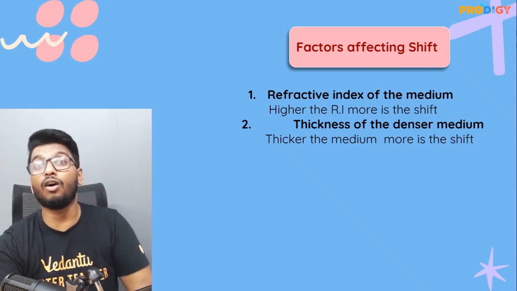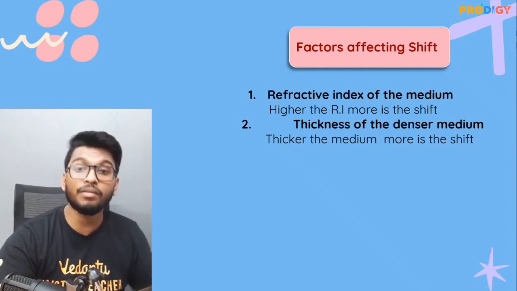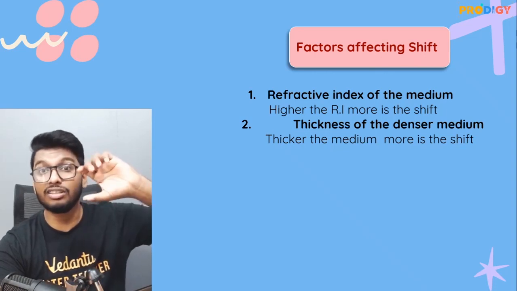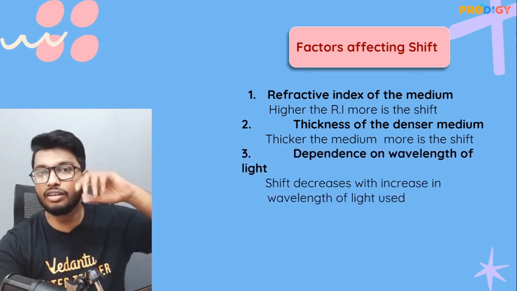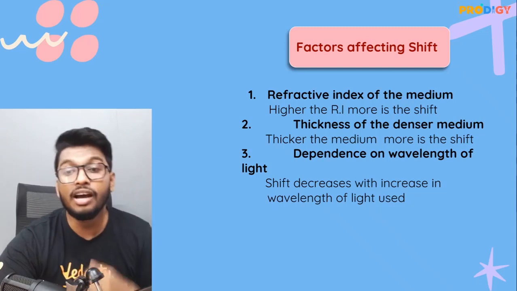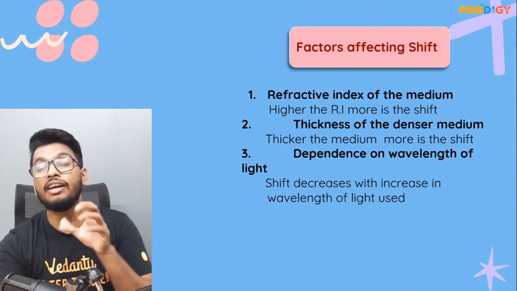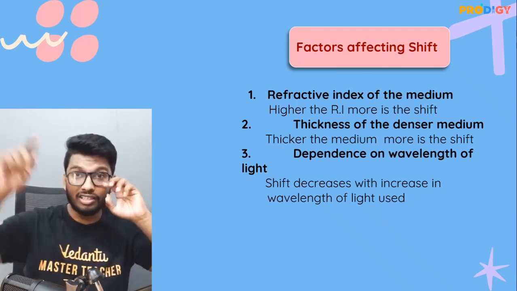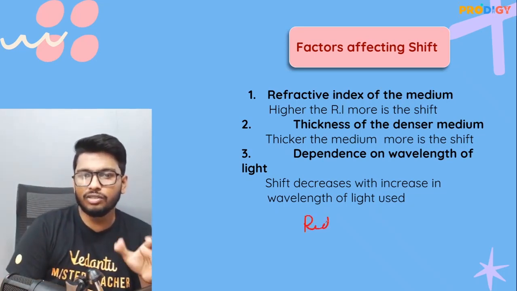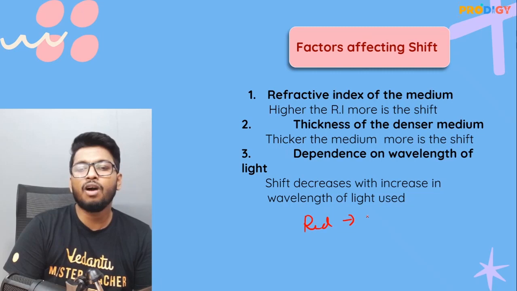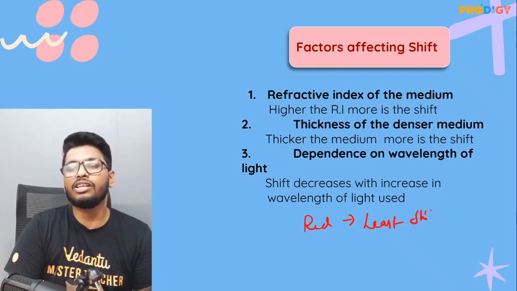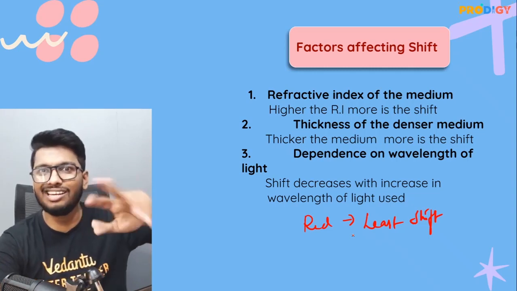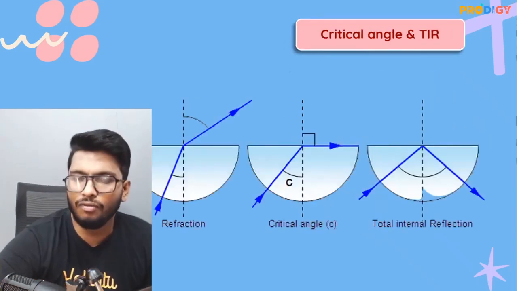Second is the thickness of the denser medium. The thicker the medium, the more the shift is going to be. The higher the refractive index, the more the shift. The more the thickness of the medium, the greater the shift as well. Thirdly is the wavelength of light. The more the wavelength, the lesser the shift. Red light, because it has the highest wavelength, will have the least shift. Violet, on the other hand, which has the lowest wavelength, would have the highest shift. So it's inversely proportional to the wavelength of light as well.